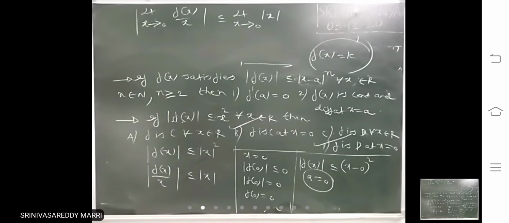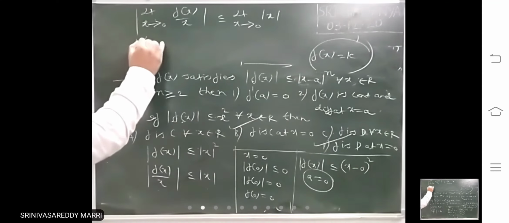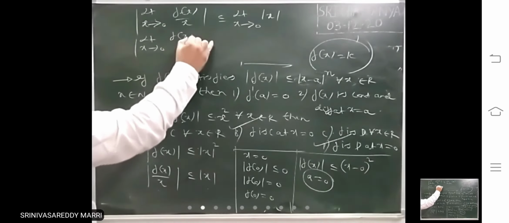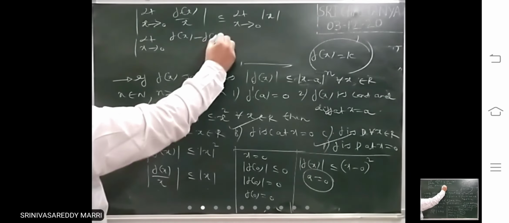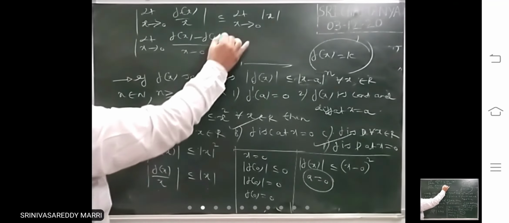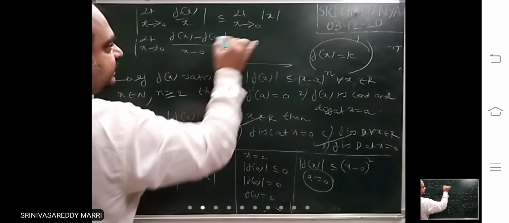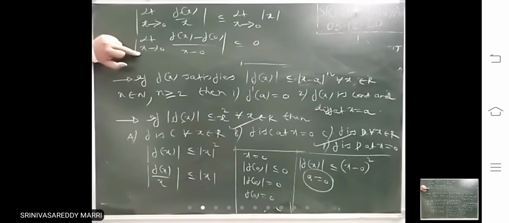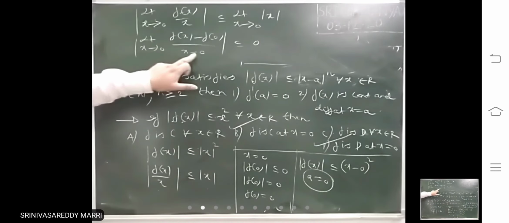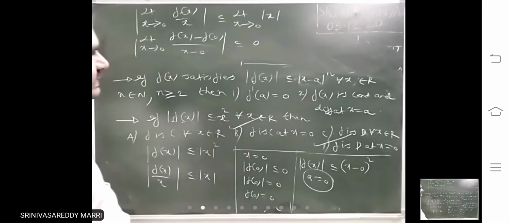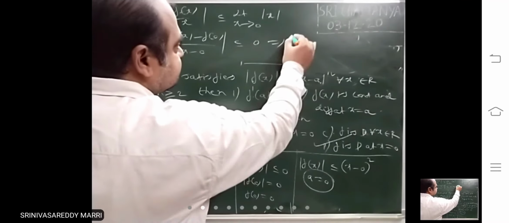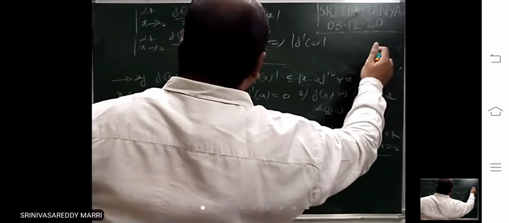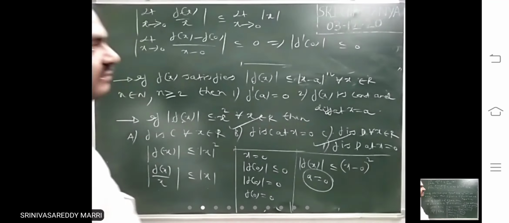Modulus x, limit x tends to 0 on both sides. If you look at the left-hand side, you can write this as f(x) minus f(0), which is 0. This limit is 0. Now look at the limit as x tends to a of f(x) minus f(a) divided by x minus a. That means, according to the definition, modulus f'(0) is less than or equal to 0.